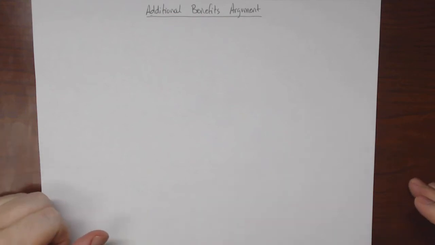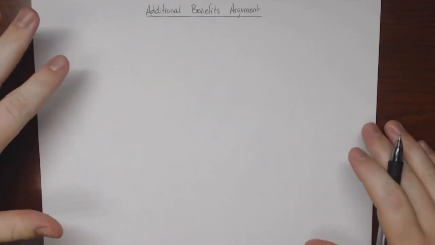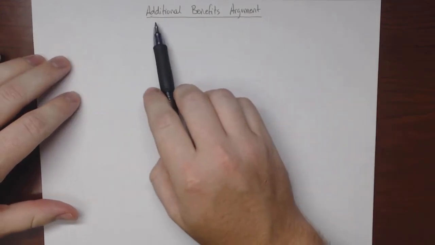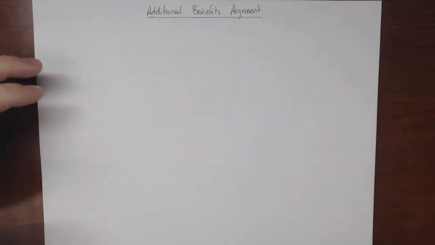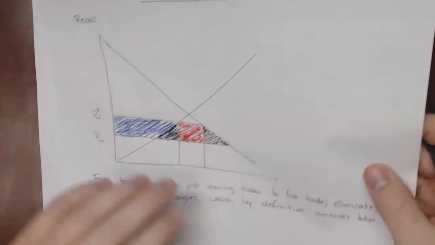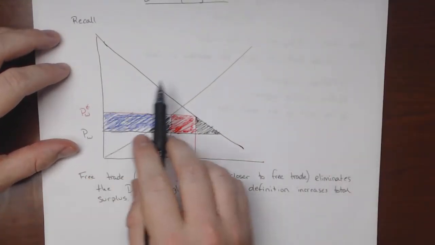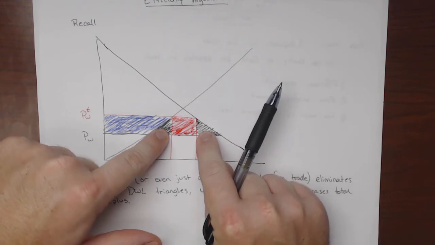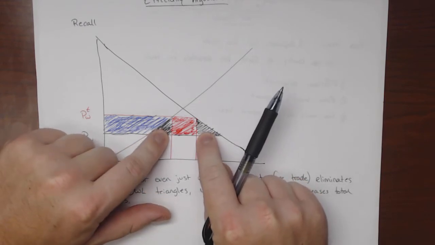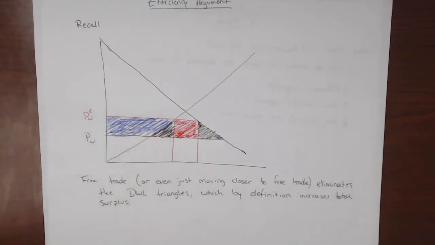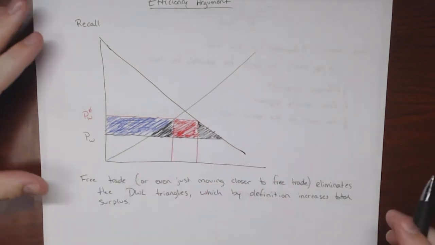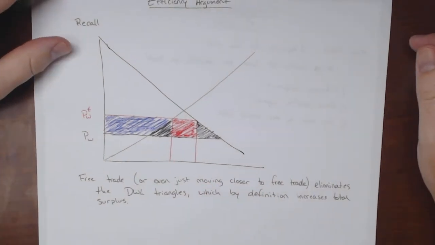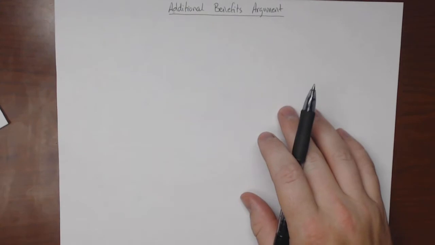The second argument on the side of pro-free trade is that free trade would come with some additional benefits. So the additional benefits argument takes as given this efficiency argument and says, yes, we agree that these black triangles, if we can get those back to society, that would be great. But this efficiency argument doesn't capture everything. There are additional benefits, okay?